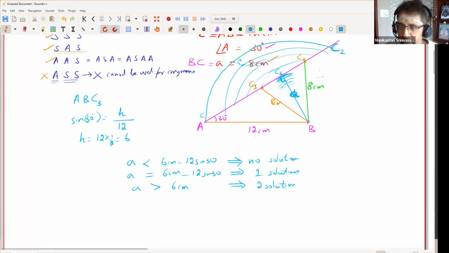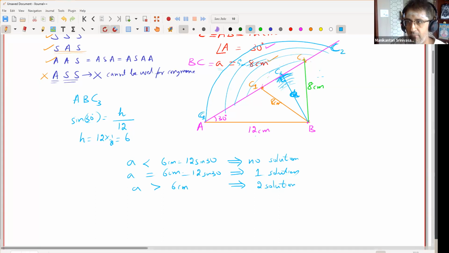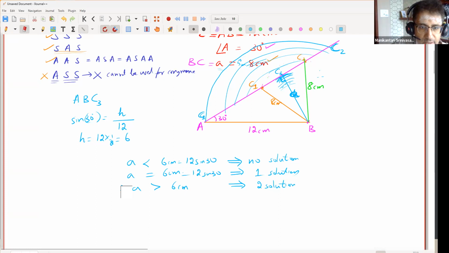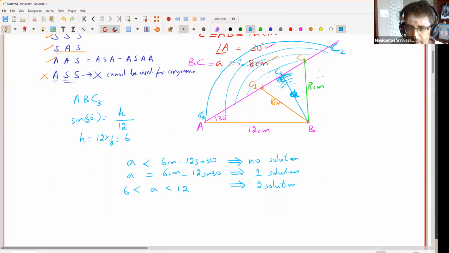Let's say this is my C2 in such a case. C1 in such a case will not exist, because I cannot have a triangle where C and A collide. So as long as it's greater than 6, but less than, let's write it in the reverse way, 6 less than A. As long as 6 is less than A, less than 12, right? That means exactly two solutions.